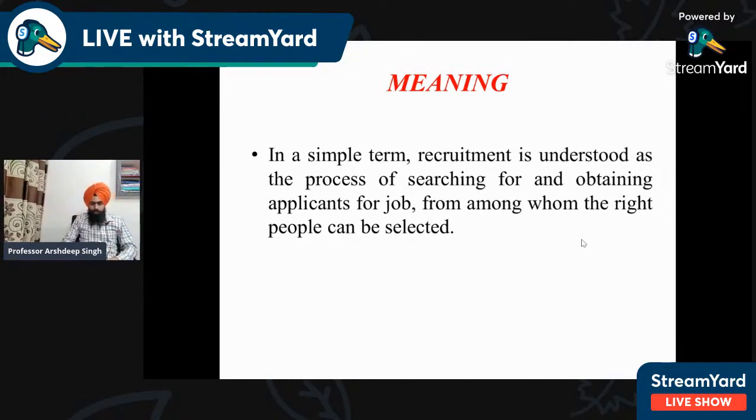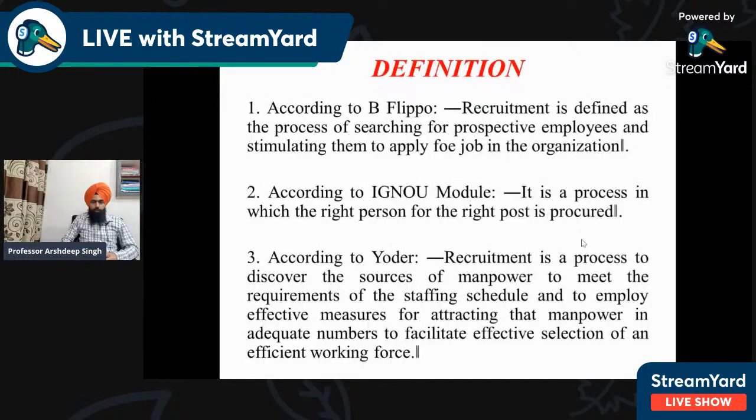Okay. Next one is the definition. So what is the definition of recruitment? There are three different definitions. First is according to Flippo. Recruitment is defined as the process of searching for prospective employees and stimulating them to apply for jobs in the organization.